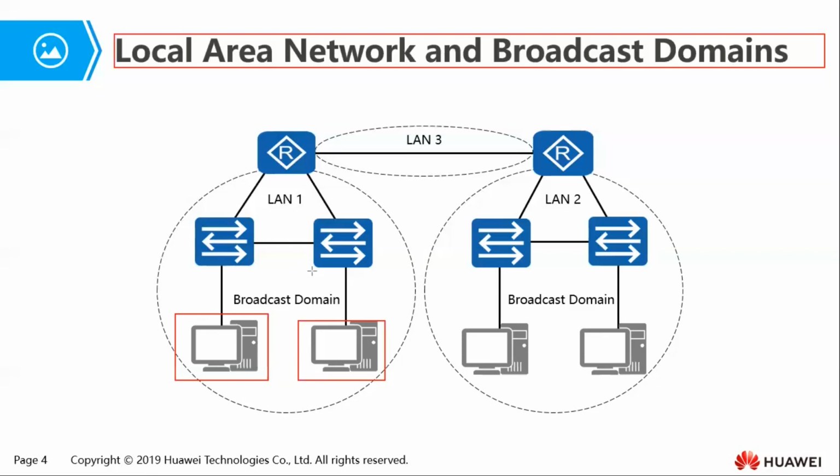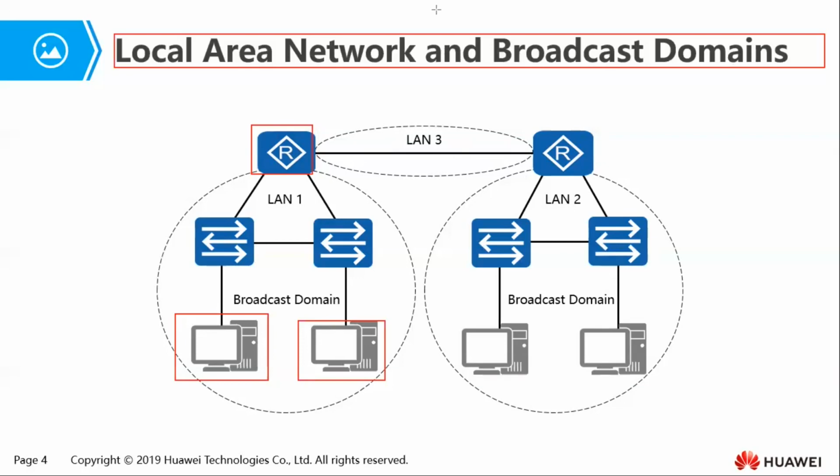So to break up our LAN into different broadcast domains, most of the time we use a layer 3 device like a router. Why? Because a router does not forward broadcast traffic. It does not forward broadcast traffic from one network segment to another network segment.